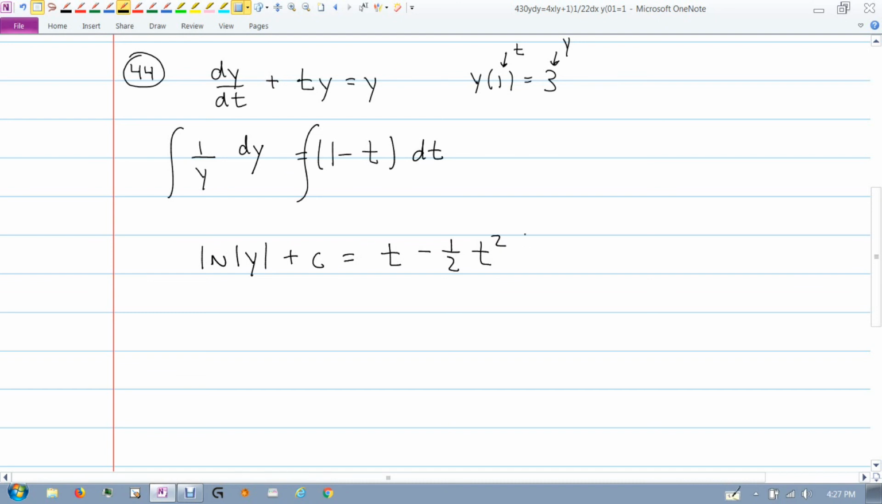And now let's just plug things in. If t is 1, we get 1 minus 1/2, so that's just 1/2, has to be equal to c plus natural log of 3. So moving things over, we get c is equal to 1/2 minus natural log of 3. We don't need the absolute value. So 44, double check here. Yeah, again, they did some things differently, but I believe we are good here.